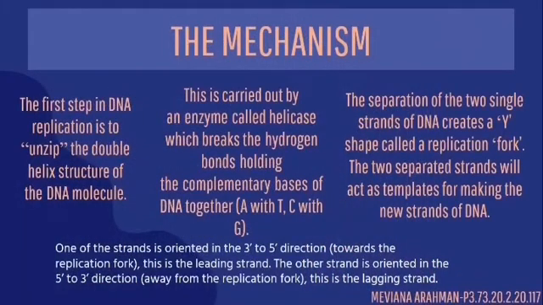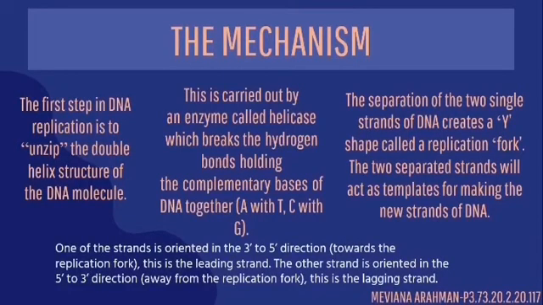The mechanism. The first step in DNA replication is to unzip the double helix structure of the DNA molecule. This is carried out by an enzyme called helicase, which breaks the hydrogen bonds holding the complementary bases of DNA together, A with T and C with G. The separation of the two single strands of DNA creates a Y shape called a replication fork. The two separated strands will act as templates for making the new strand of DNA.